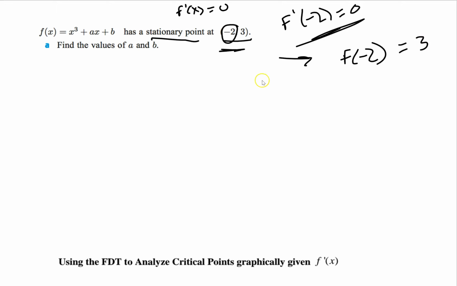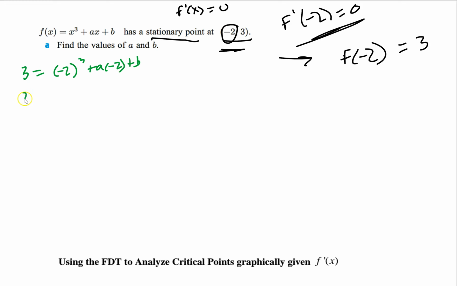Right, so a couple things there, right? The fact that it's a point tells me when I plug in my x, I'm going to get my y. The fact that it's a stationary point tells me when I take a derivative and I plug it in, it equals 0. That's what a stationary point is, right? It's like a max or min point. It's a critical point. So let's do that. We can set up both of them. Right, set up the first one. Plug in negative 2. It should equal 3. So 3 equals negative 2 cubed plus a times negative 2 plus b.